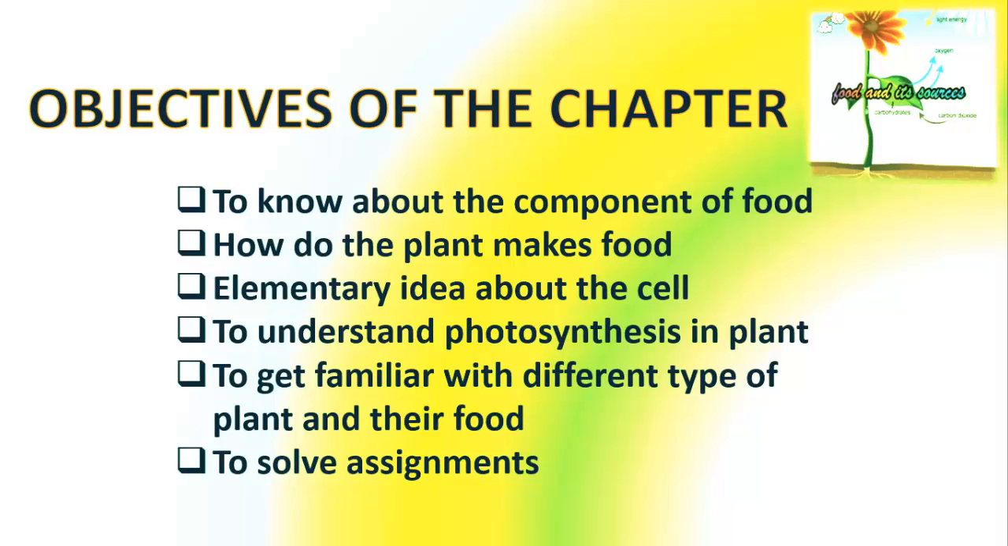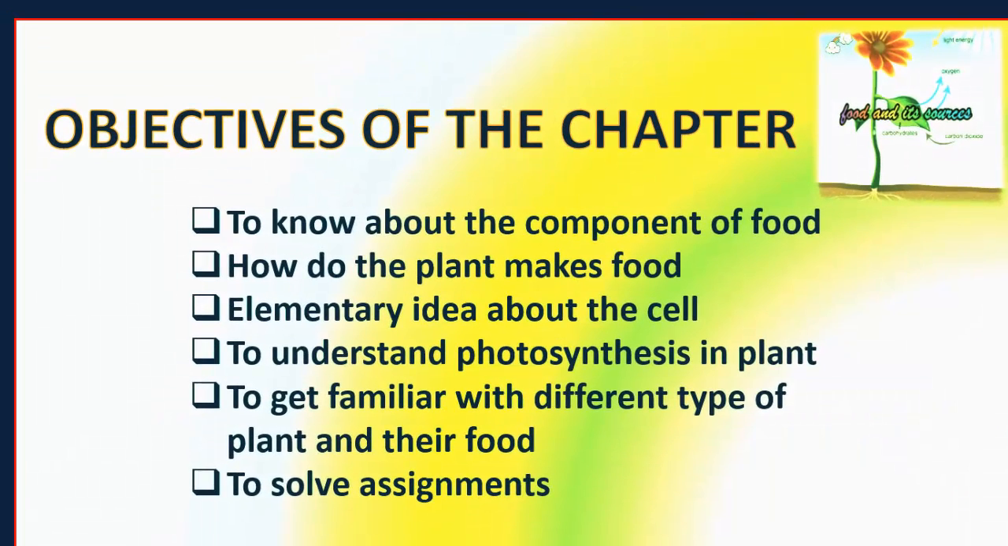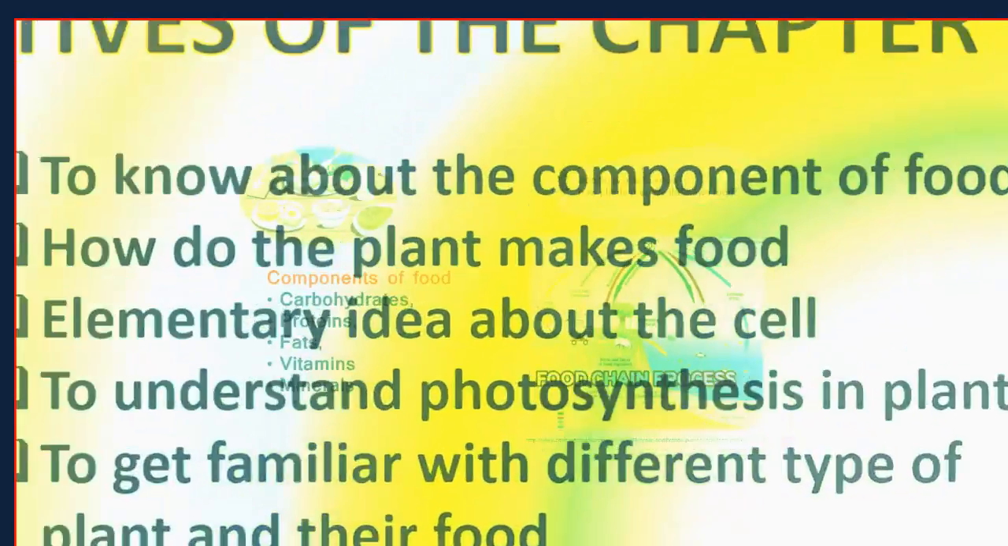Objective of this chapter: to know about the component of food. How do the plant makes food? Elementary idea about the cell. To understand photosynthesis in plant. To get familiar with different type of plant and their food. To solve the assignments.